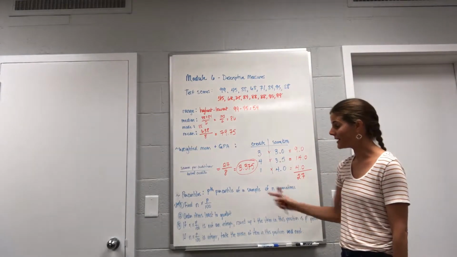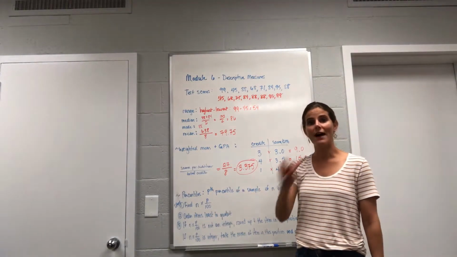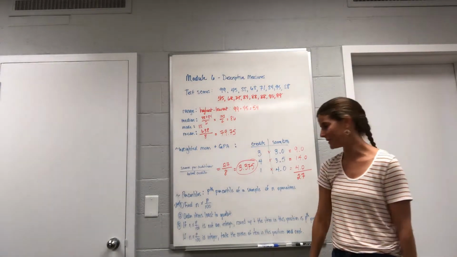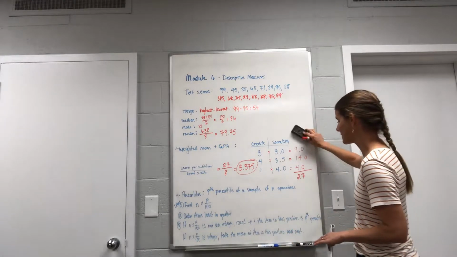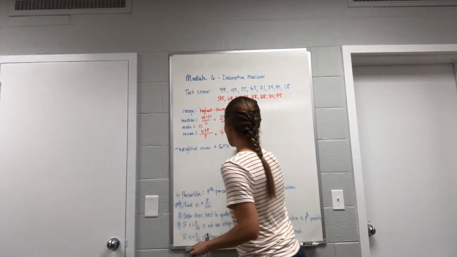Or sorry, if it is an integer, if you're doing this and you get an integer, then we're going to find that position and the next one and take the average of the two to get that percentile. So I'm going to show you an example of this because I know that's kind of a lot of information in one step, but I think when you see this applied, it'll make sense.